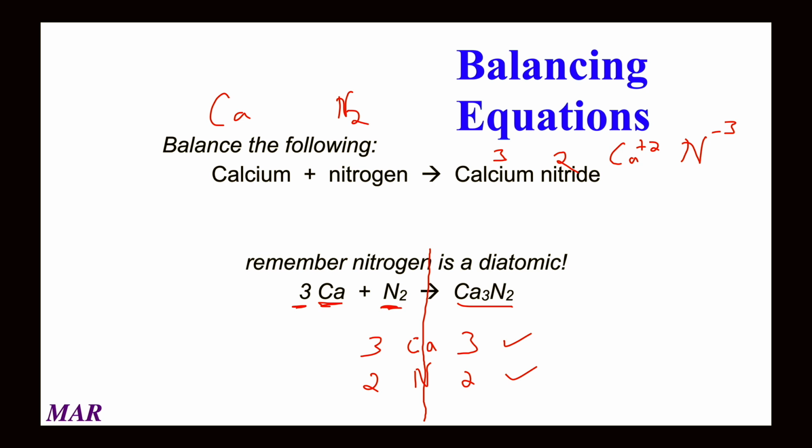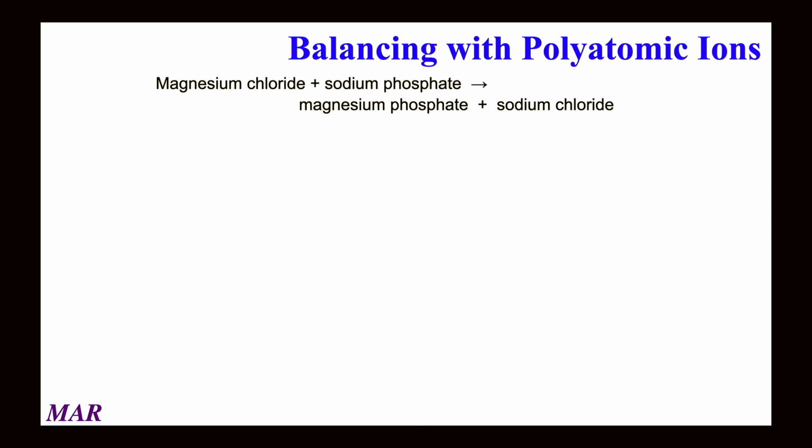And if you're ever uncertain how to do these, I highly recommend you do this kind of test to make sure that it's working. Here's another example. This is an example with polyatomic ions. This is magnesium chloride and sodium phosphate, making magnesium phosphate and sodium chloride. Now, notice that phosphate is on both sides, and phosphate is one of the polyatomic ions.